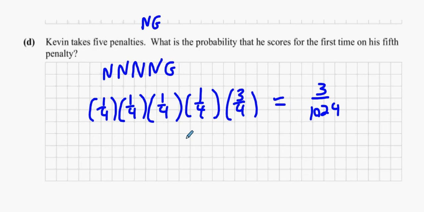He takes 5 penalties, yeah. 4 to the power 5, because he takes 5 penalties. Oh, are you talking about kind of not do? Sorry, I'll pause it for a second. All right. Sorry.